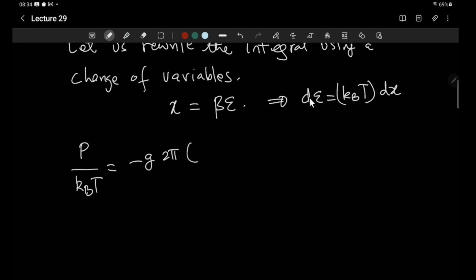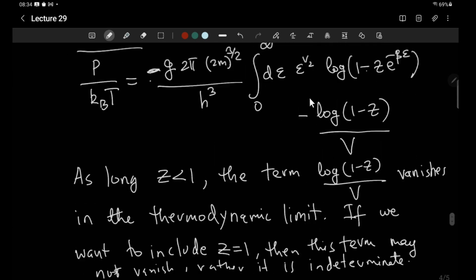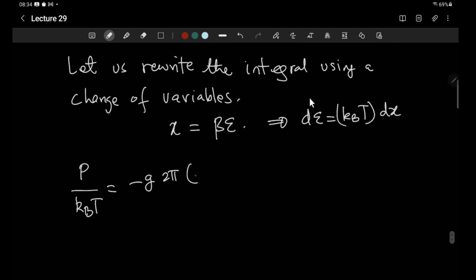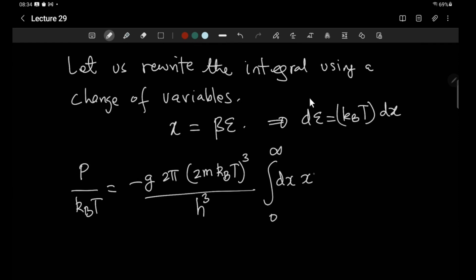There was an m power 3 half, and is this m or 2m? 2m power 3 half, so it is 2 pi m kBT power 3 half divided by h cubed, integral... okay, so this is what we get.